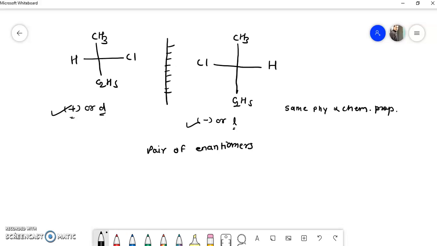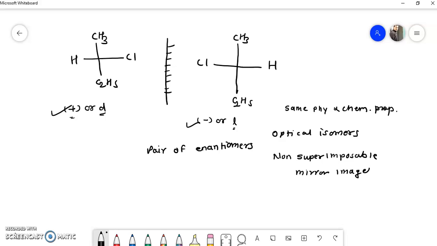So I will once again repeat, enantiomers are optical isomers. They are non-superimposable. This word is very important. Non-superimposable mirror images of each other. Okay. So I think this point is very clear to you.